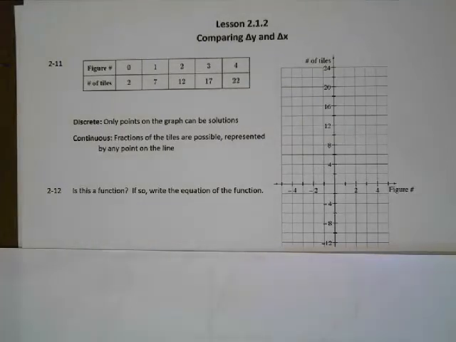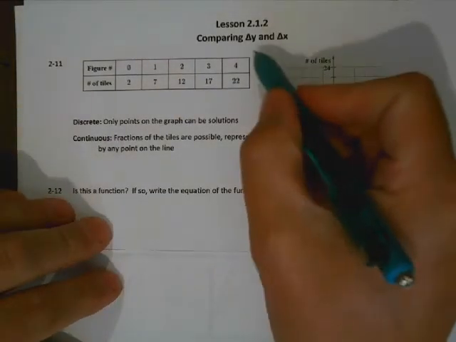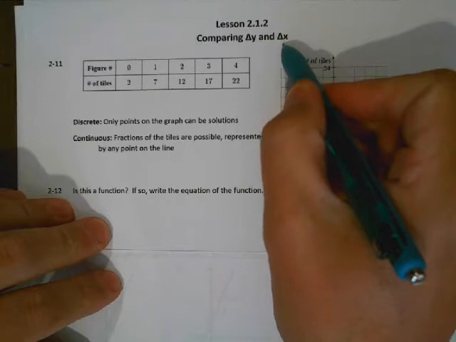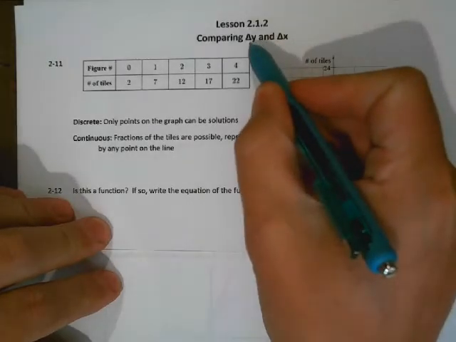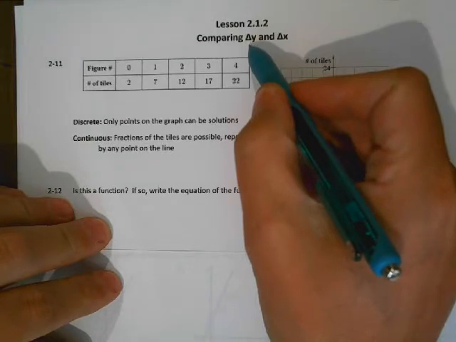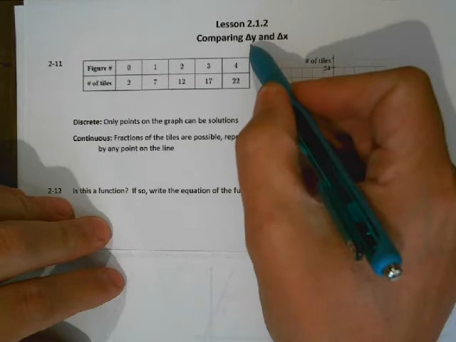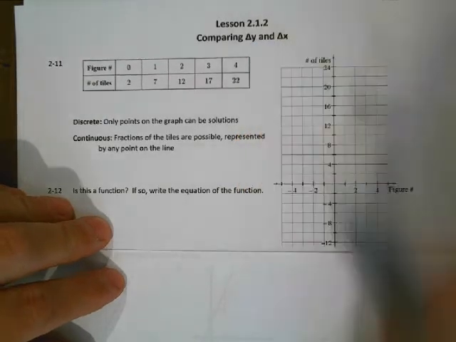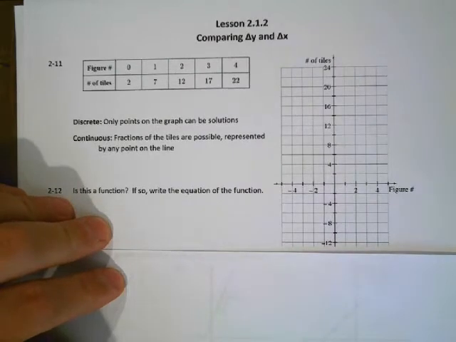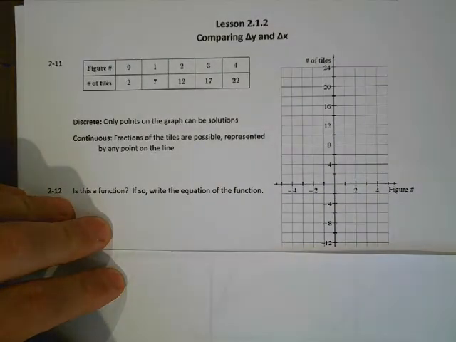All right, here we got lesson 2.1.2. This one is called comparing the change in y and the change in x. This little triangle is the Greek symbol delta, and in math and actually in a lot of the sciences like physics, it stands for change. So the change in y and the change in the x values. So we're going to be looking at how the x is changing and how the y is changing and how they're related to each other.